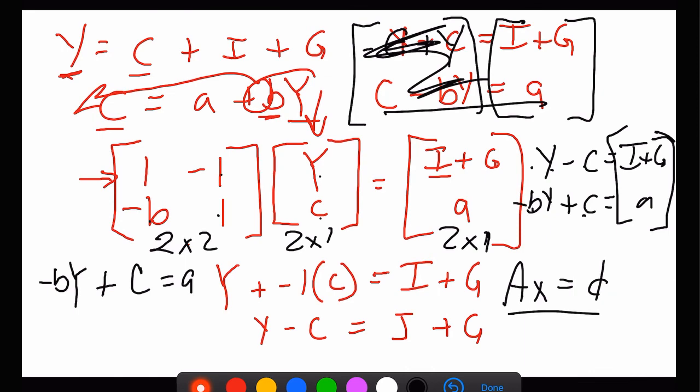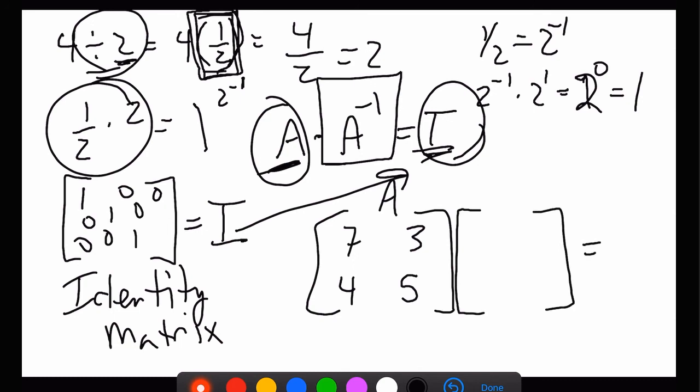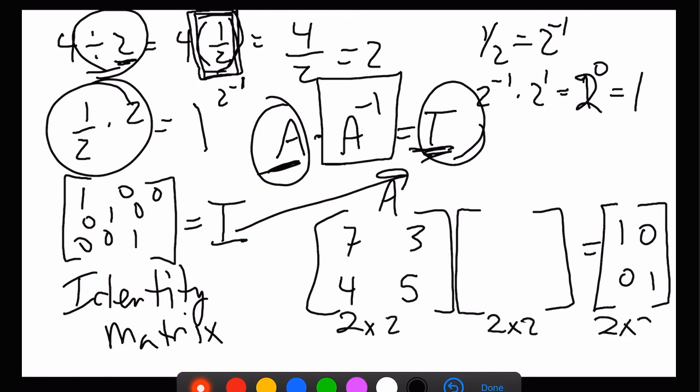Right? So I have a matrix, let's go back here, 7, 3, 4, 5. If that's A, I need to multiply it times something which will give me I, and I would be 1, 1, 0, 0. 2 by 2, 2 by 2, 2 by 2. What is that matrix? I need to figure that out. I really, really need to figure that out. Trust me. Let me just say, I'm not asking you to do that. We're going to do that in the next video.